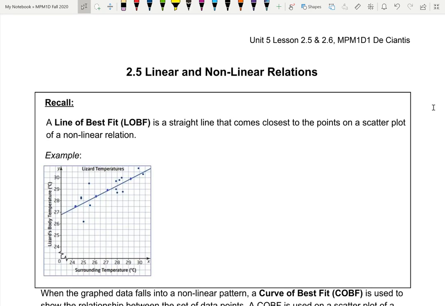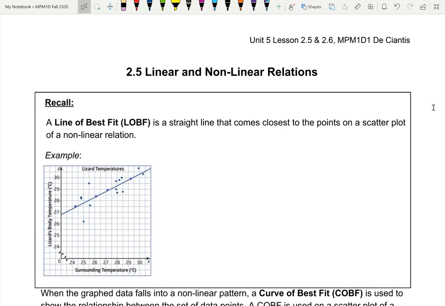Today is the second and last lesson of Unit 5, and we know from this entire course that linear relations, when graphed, create a straight line, and we represent it with the equation y is equal to mx plus b. Non-linear relations, when graphed, would not be a straight line. So in grade 10 math, you'll learn more about nonlinear relations. Grade 9 is like 95% linear relations, and then grade 10 is all about nonlinear relations.